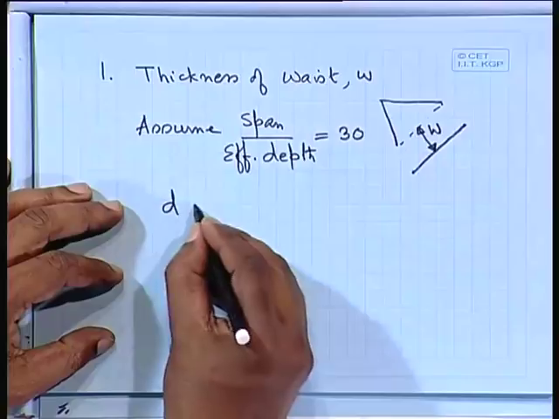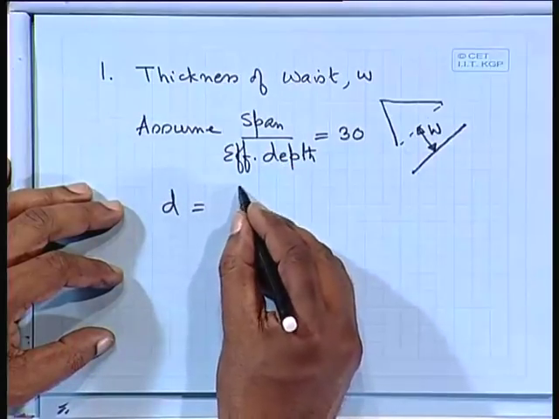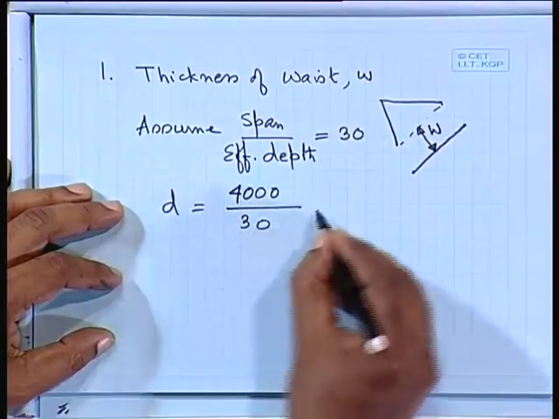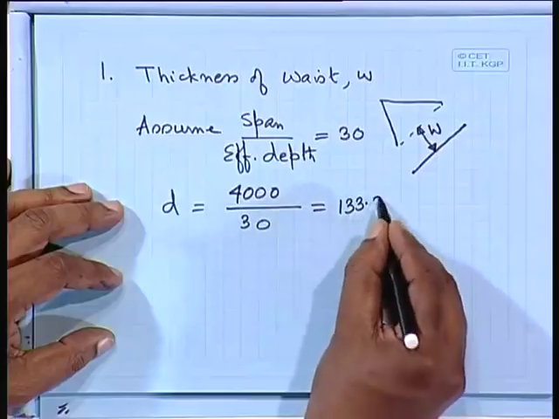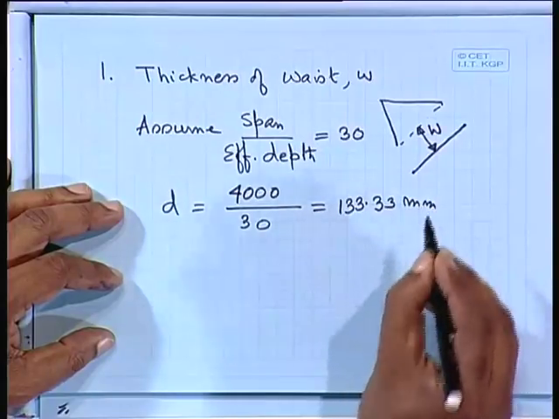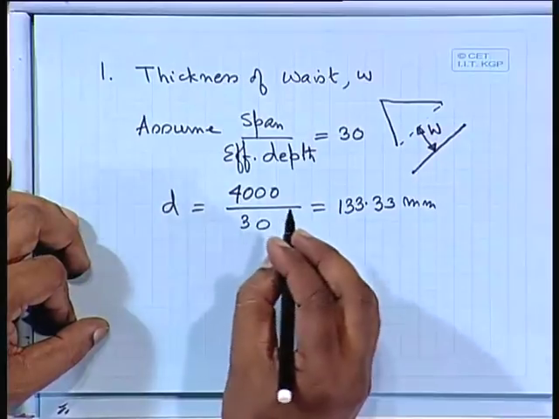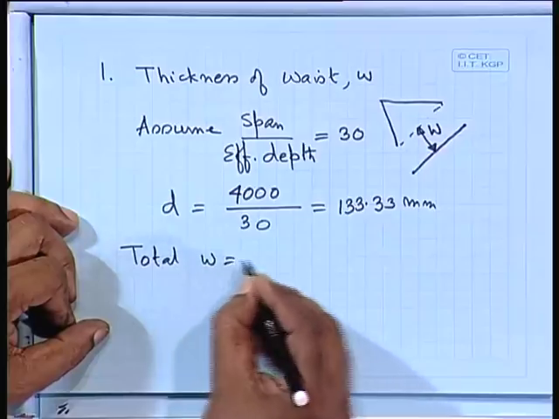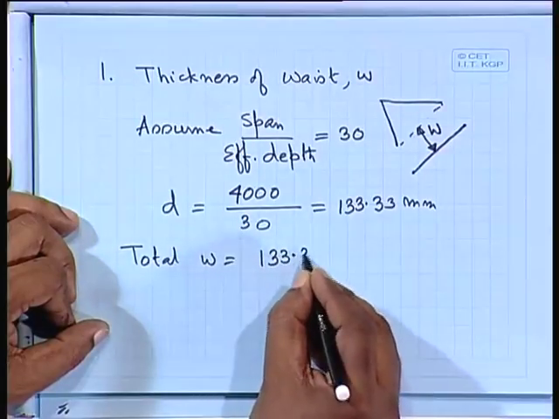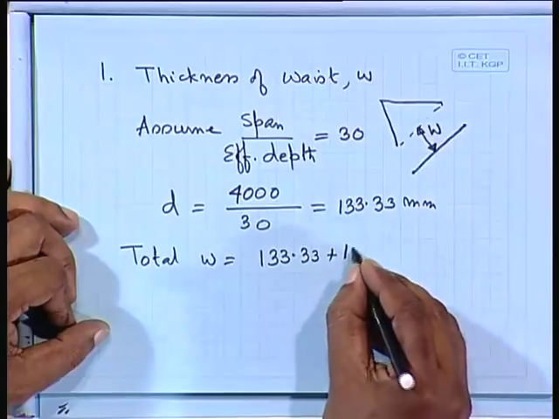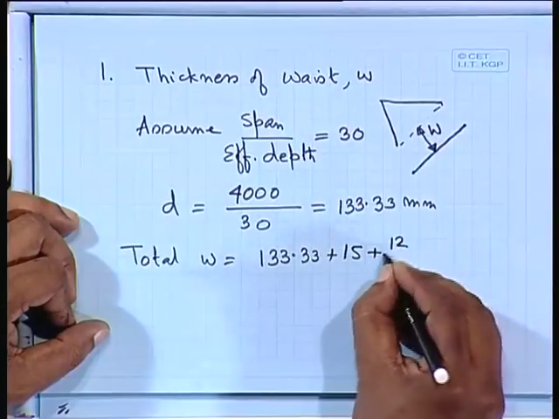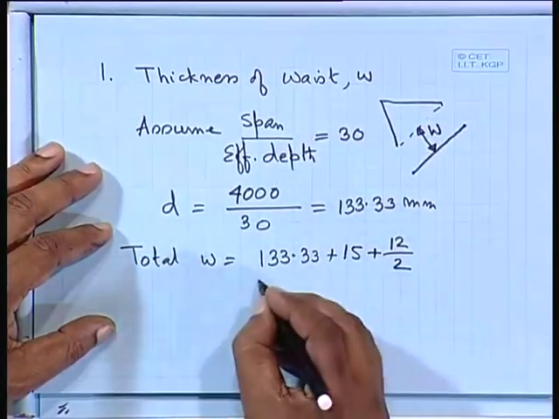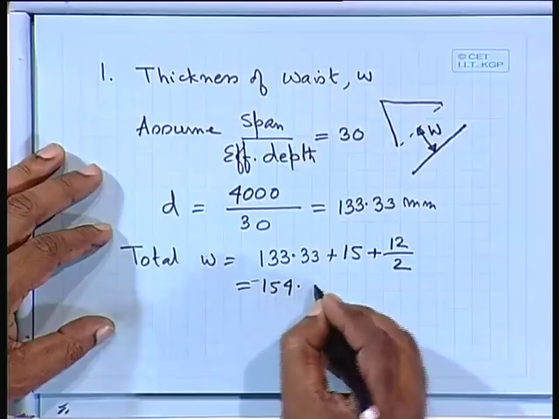So, D will be equal to span, how much? Span equal to 4000 millimeter, that is what is specified, divided by 30, which comes as 133.33 millimeter. So we can write down total W. This one should be equal to 133.33 plus 15 millimeter cover plus a 12 millimeter dia bar, if we assume that we shall provide. So 12 by 2, which comes as 154.33 millimeter.